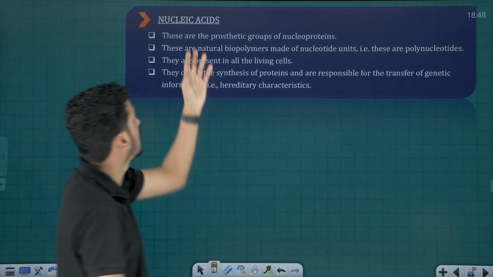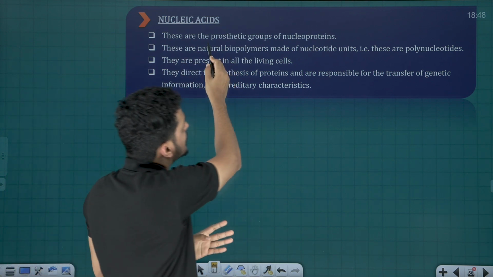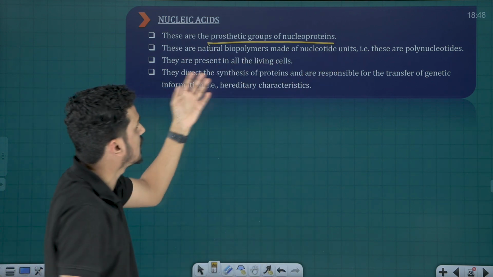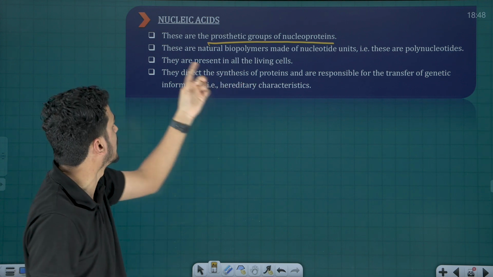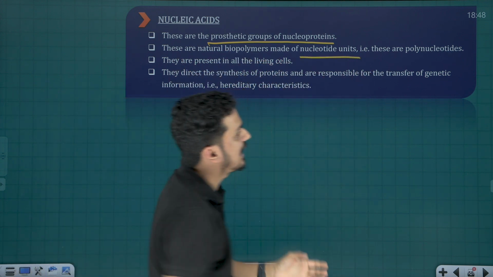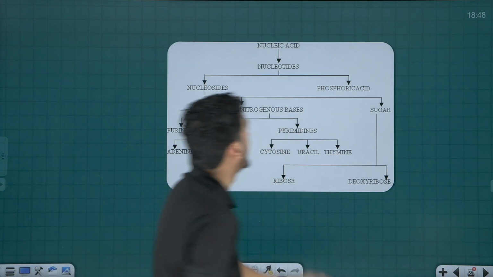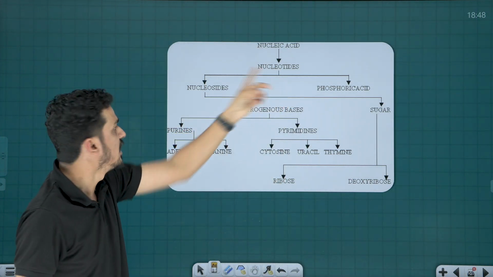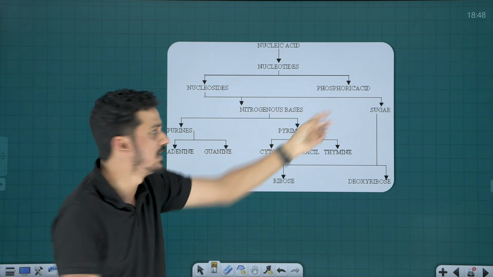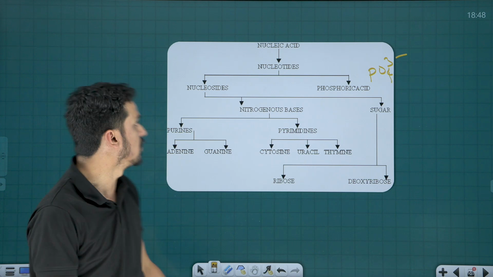Next again we are going to nucleic acids. Nucleic acids are actually the prosthetic groups of nucleoproteins. These are natural biopolymers made up of nucleotide units, so they are actually polynucleotides. What is a nucleotide? A nucleotide contains a nucleoside and phosphoric acid, that means H3PO4, or the PO4 3 minus group is there.